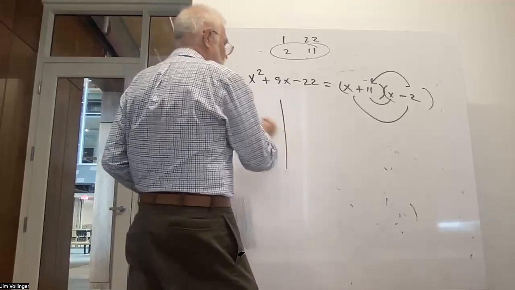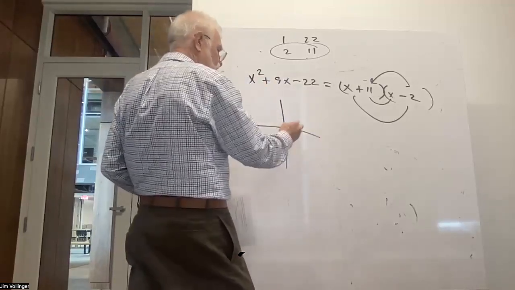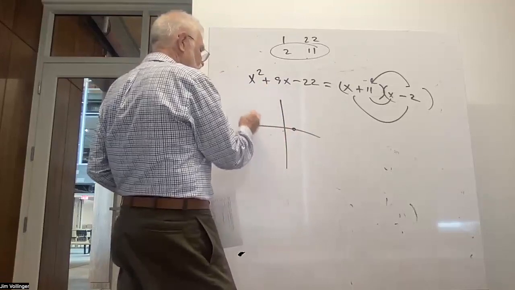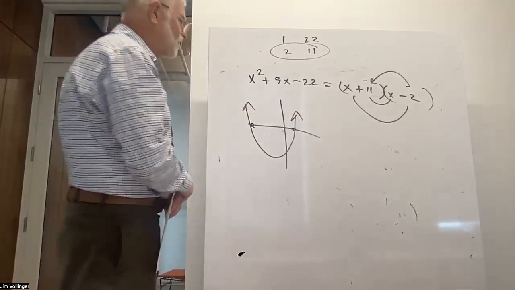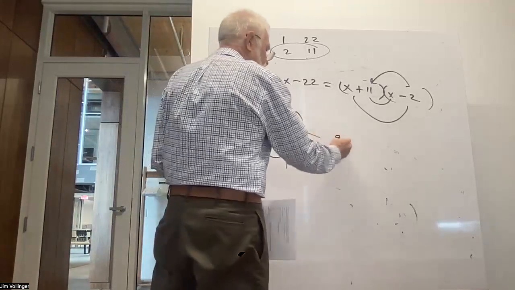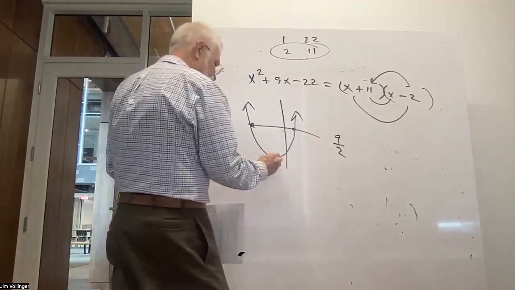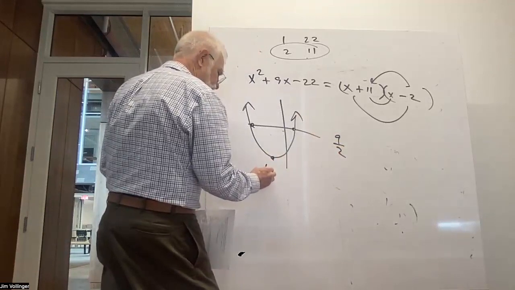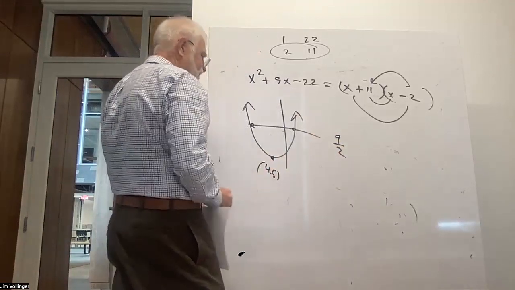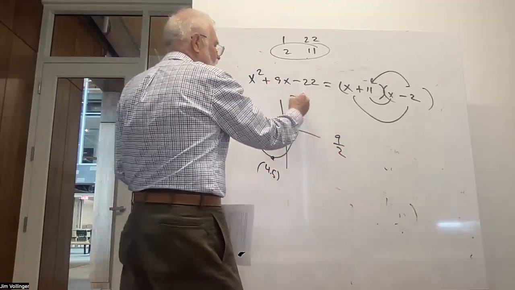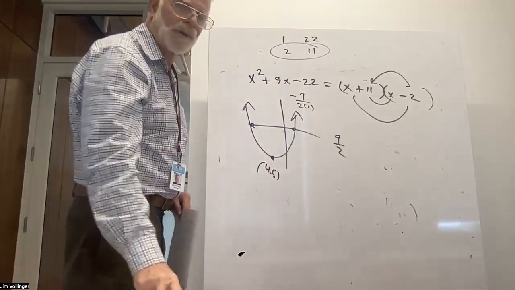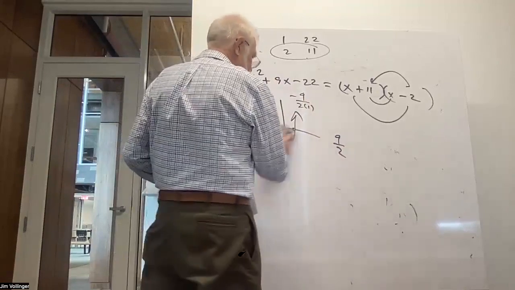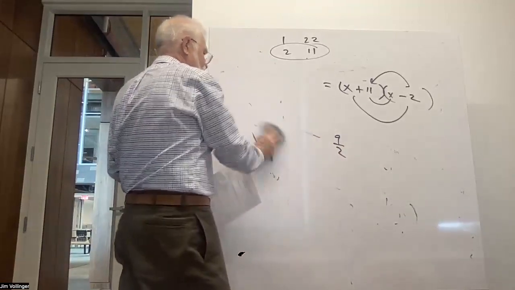It's telling me that this cup-shaped graph cuts through at 2 and at negative 11. 11 minus 2 is 9. 9 over 2 is 4.5. I guess that's the average of the roots. 4.5, I guess that's minus b over 2a. Yeah, minus 9 over 2. It all seems to come around. So much information.